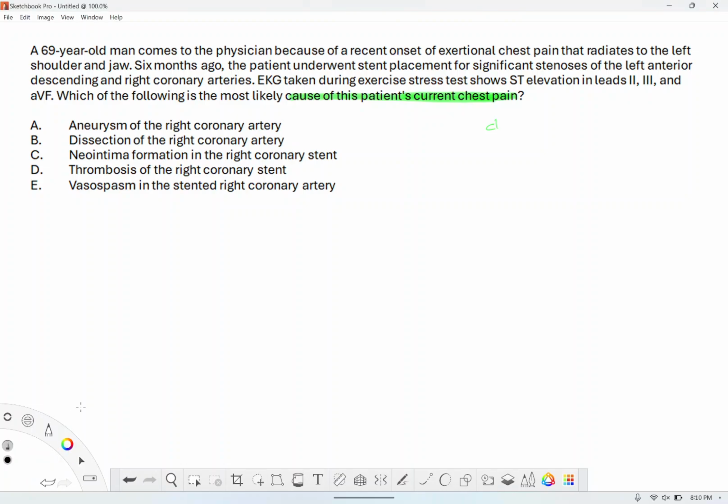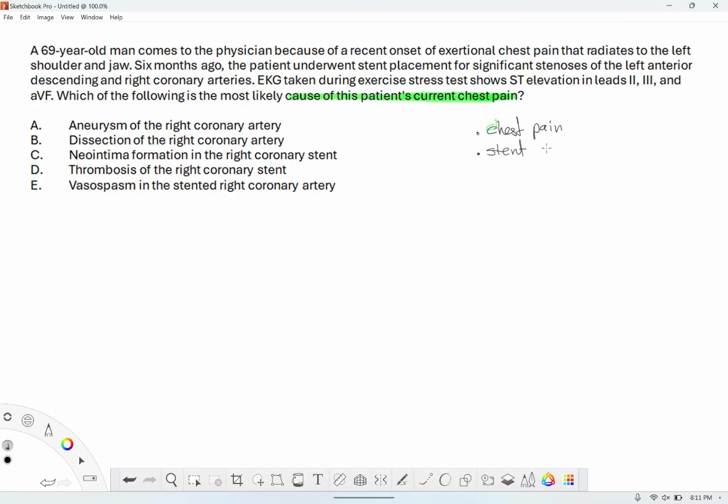Chest pain. So chest pain that is new. Although it looks like he had chest pain before and he had stenosis of the left anterior descending and right coronary artery, and then a stent was placed. Okay, so he has chest pain after having stent placement.